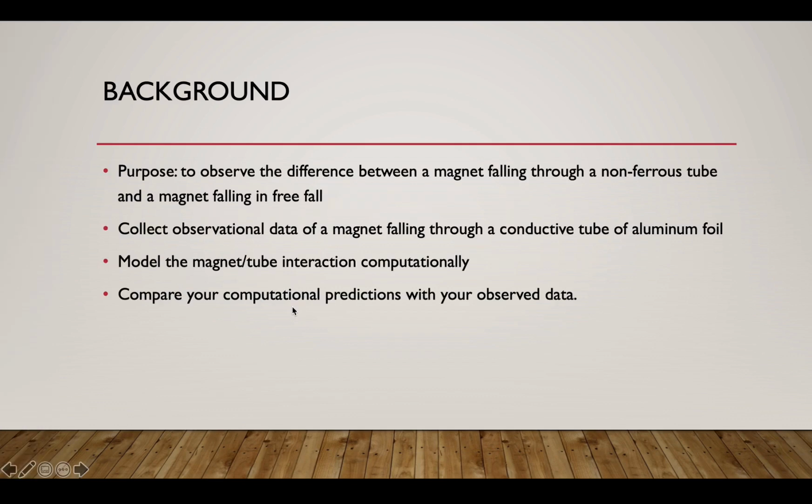To give a brief background of the experiment and this lab, the purpose was to observe the difference between a magnet falling through a non-ferrous tube and a magnet falling in free fall. We collected the observational data of the magnet falling through the conductive tube of aluminum foil, and we modeled the magnet-tube interaction computationally, and then we compared our computational predictions with our observed data.